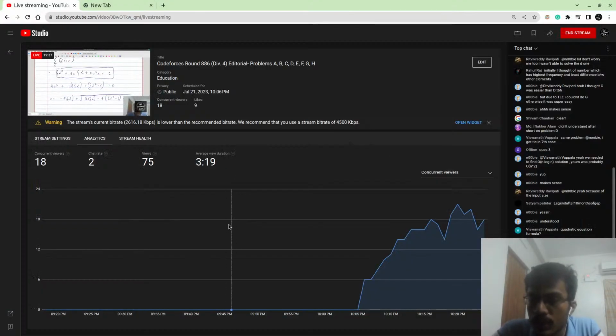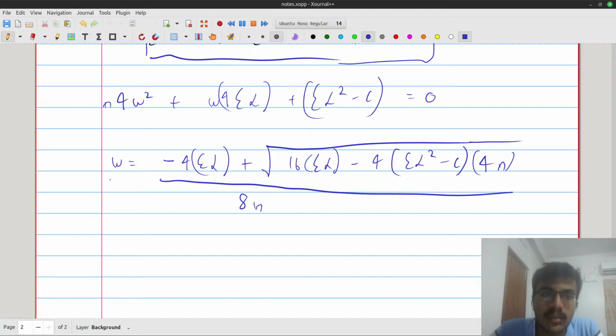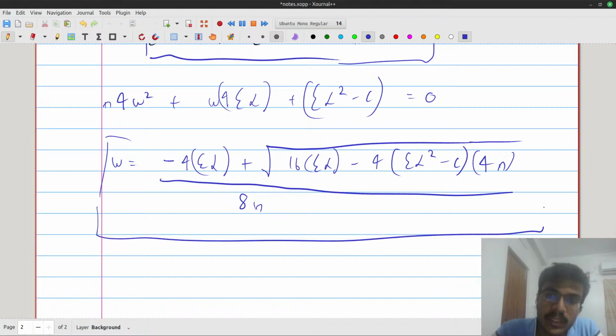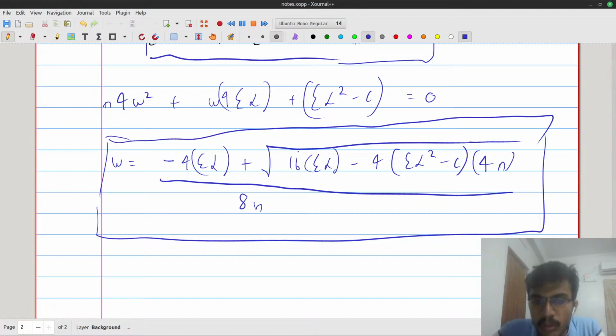Okay. So this is W here. This expression for W we got here. So we know all of these things. We know what is n. We know what is like summation of alpha squared, and we know like what is summation of alpha also. So this should be pretty easy to calculate.